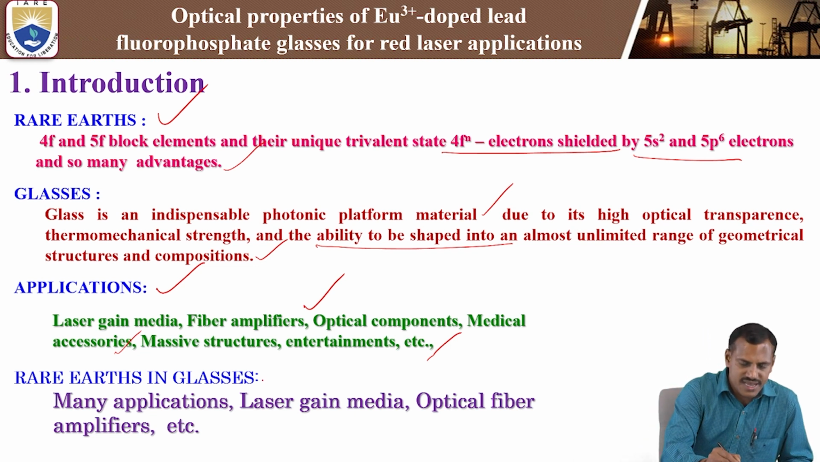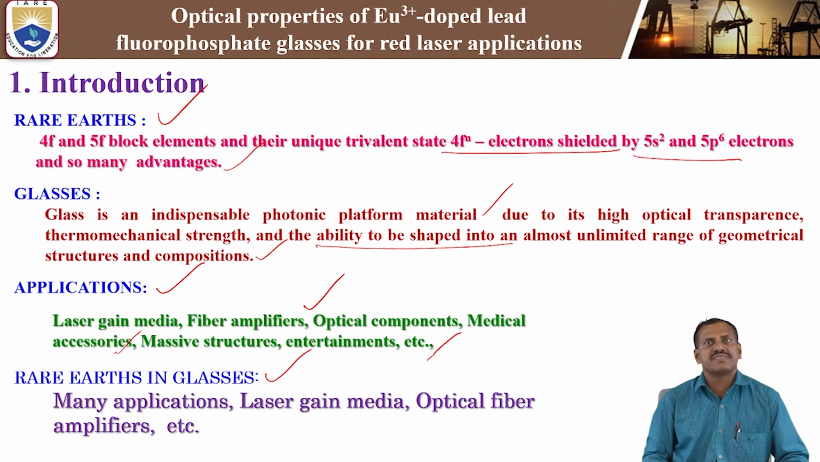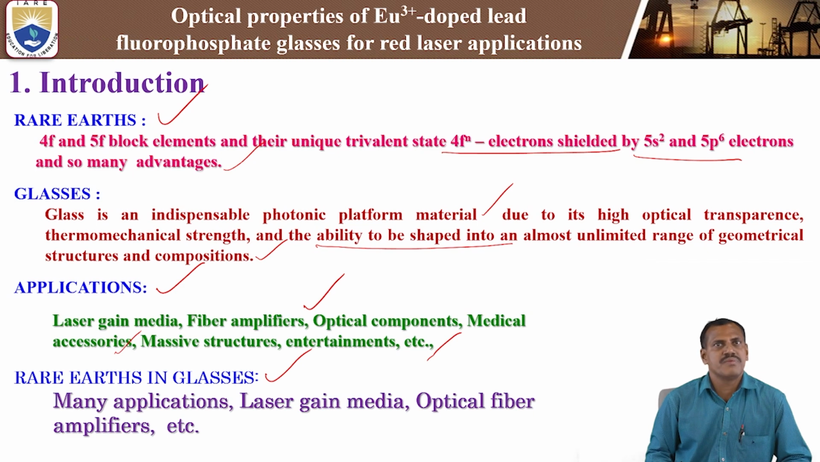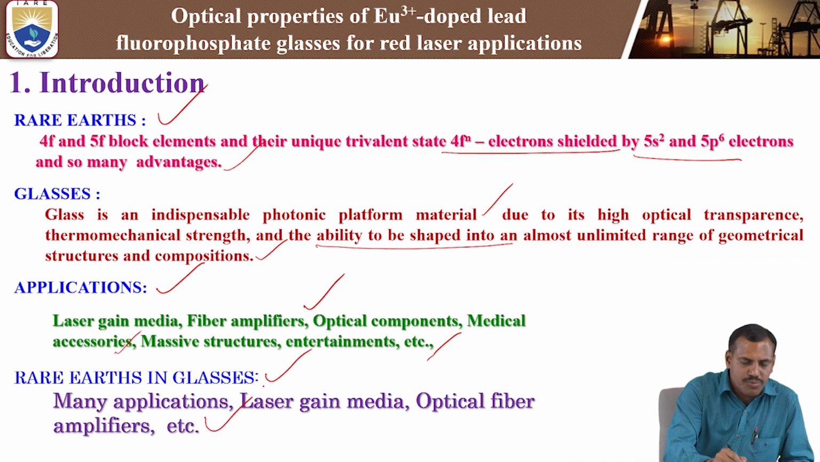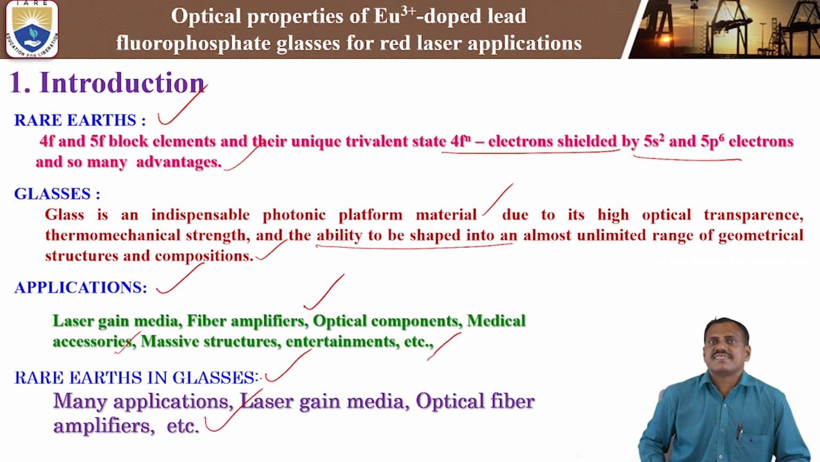Next, rare earth ions in the glasses. There are so many applications: laser gain media, optical fiber amplifiers, etc. These are the important applications for laser glass materials. Among them, laser gain media is one of the important applications, and optical fiber amplifiers are also important for the europium triple-ion doped lead fluorophosphate glasses. This was the general introduction of europium 3+ doped lead fluorophosphate glasses.